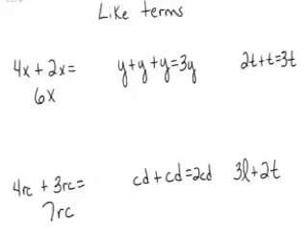But if things aren't alike, you can't add them or subtract them. So if I have 3 lollipops plus 2 turkeys, I can't have 5 lollipops or 5 turkeys. I still have 3 lollipops and 2 turkeys, and there's no way to simplify that. It's just the way it is. So that's how you combine like terms.